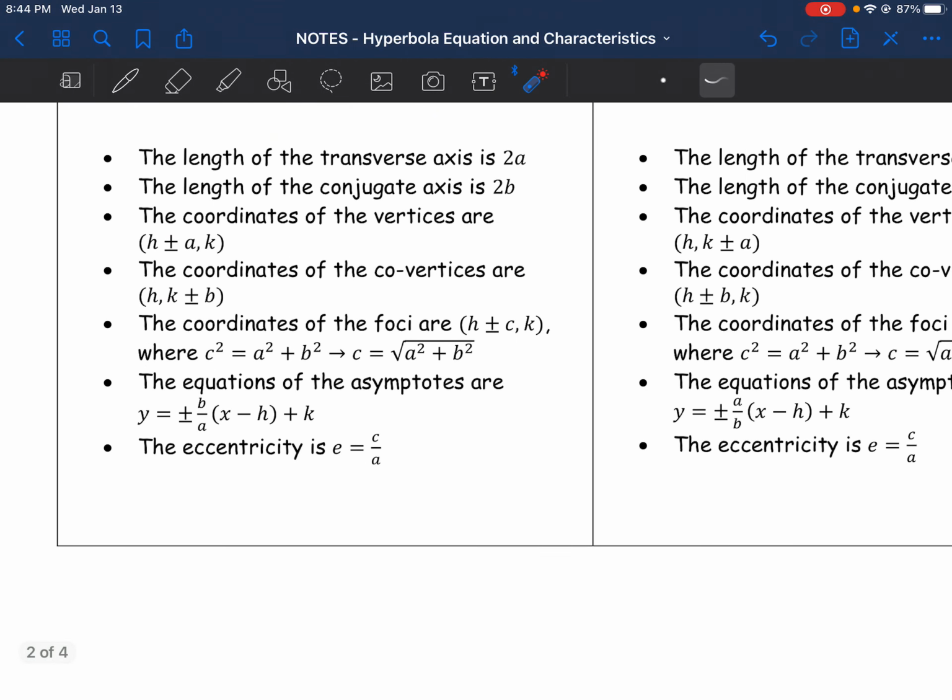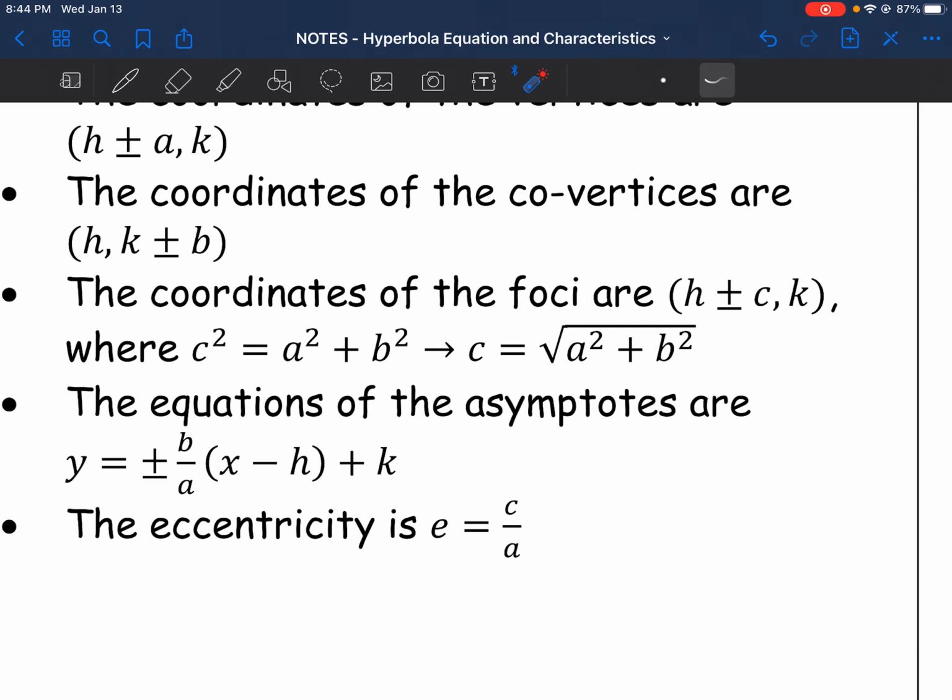But what that means is that the equation we use to calculate the C term is going to be different. This time, the equation, instead of being c squared equals a squared minus b squared, will be c squared equals a squared plus b squared. So to calculate c, we're going to have c equals the square root of a squared plus b squared.